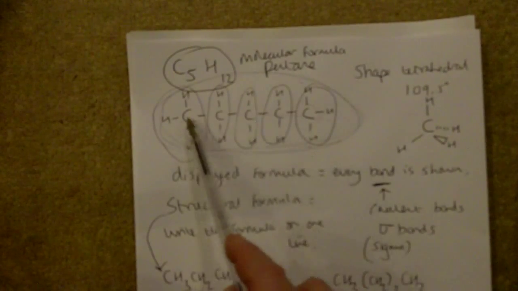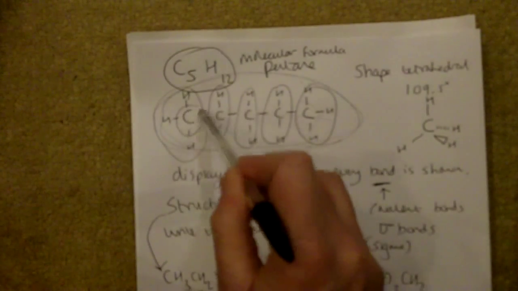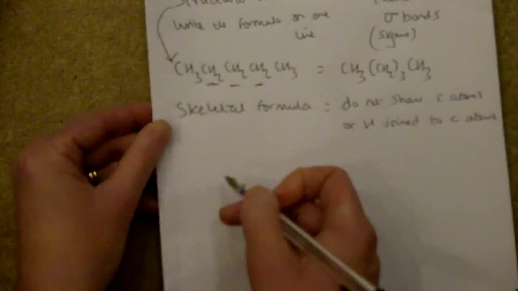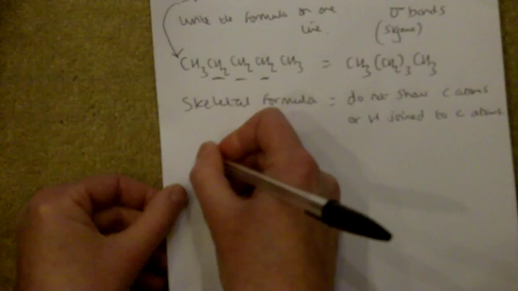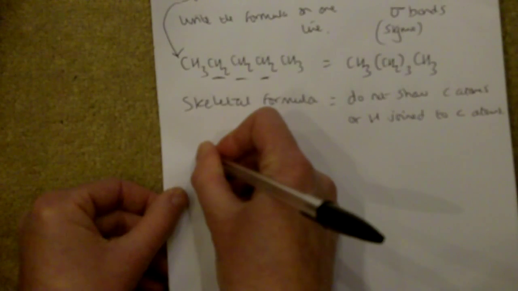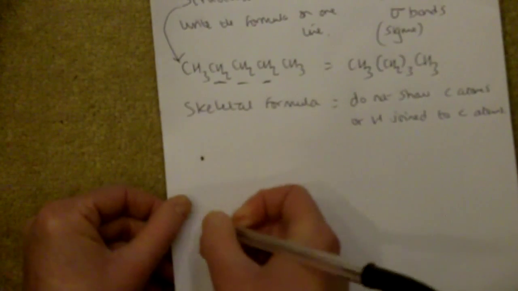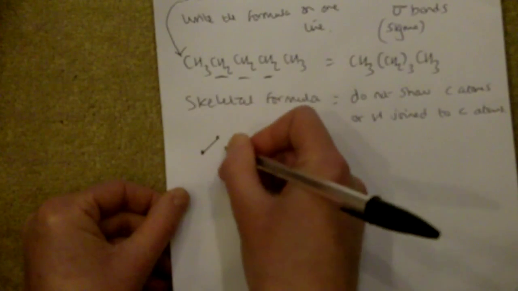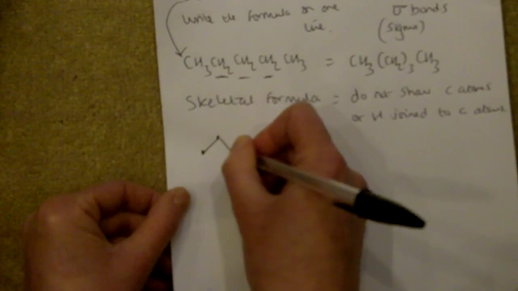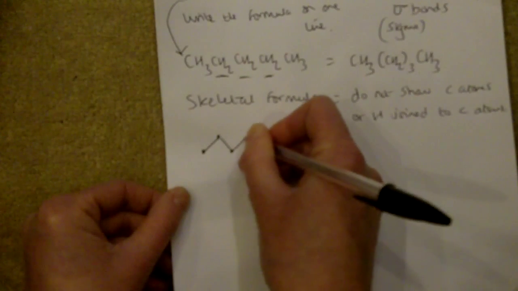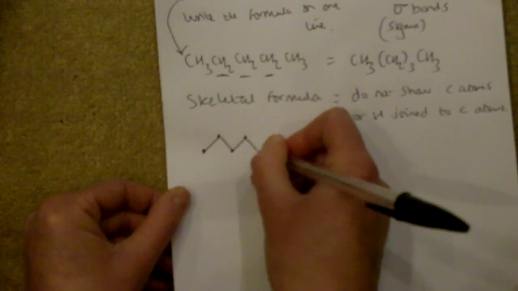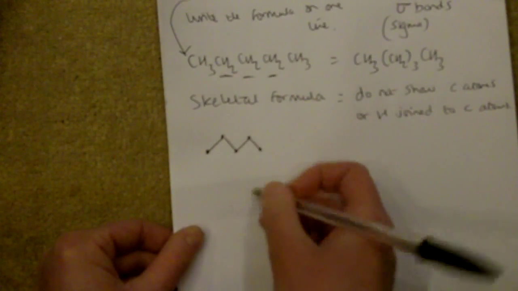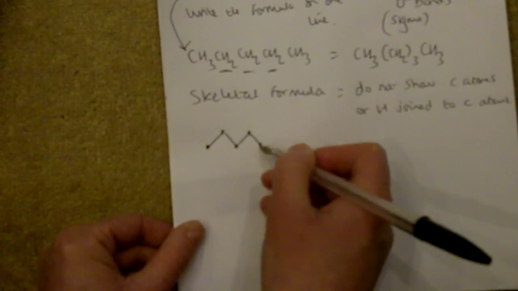When you make this molecule, because of the tetrahedral shape around each carbon atom, it comes up as a zigzag. So if we have one carbon atom, I'm going to show a dot like that, and then a zigzag shape to another carbon atom, and then a third carbon atom, a fourth carbon atom, and a fifth carbon atom. So the end and the corner is a carbon atom. 1, 2, 3, 4, 5.